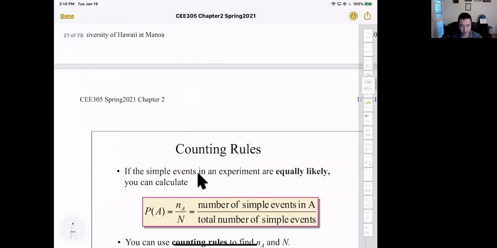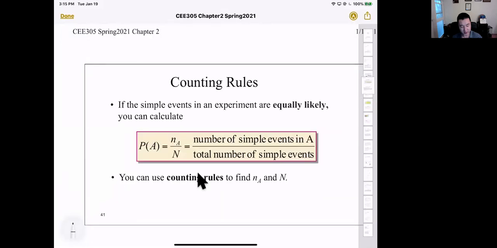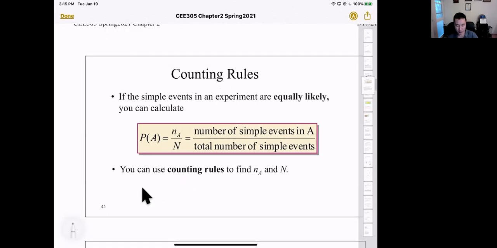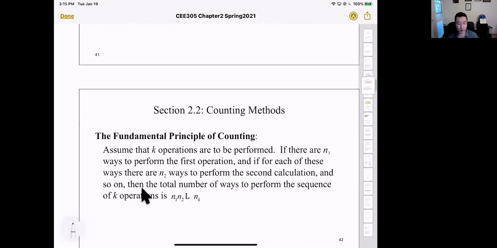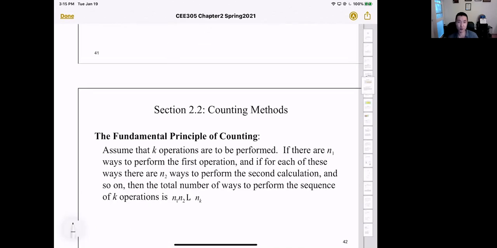All right, in summary, if the simple events in an experiment are equally likely, like the M&M candy, tossing the coin, or dice, then we can calculate the probability of event A as N(A)/N. N(A) is the number of simple events in A, and N is the total number of simple events. We call that the counting method or counting rule. That's the end of section 2.1, and Thursday this week we're going to continue with section 2.2, which is the counting method. Very interesting.